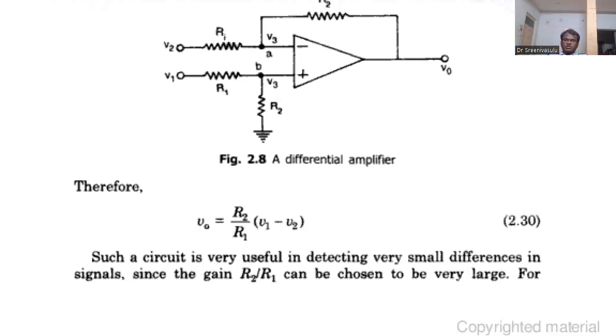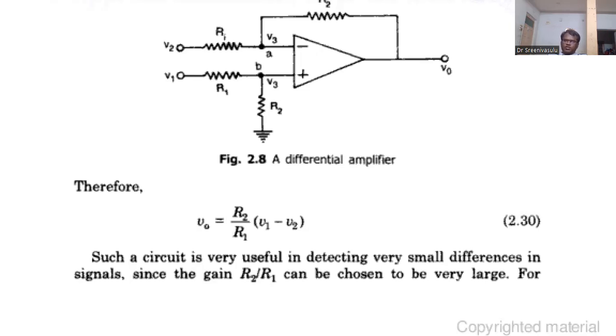Whenever we apply voltage V1 and voltage V2 is 0, usually from the formula we are expecting the output V0 to be 0. But the output is not going to be 0. That is the problem in an op amp.